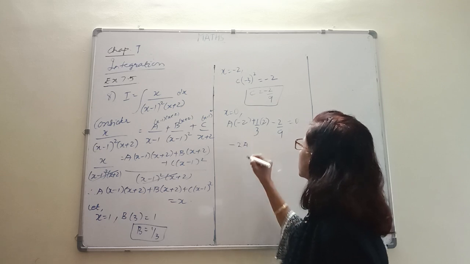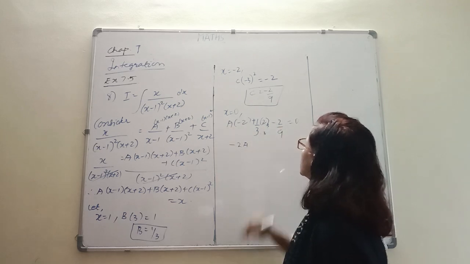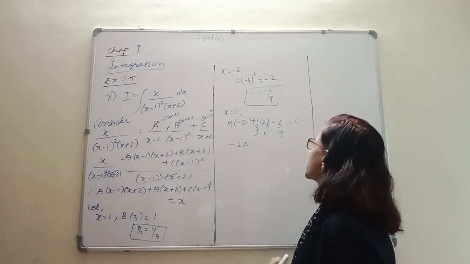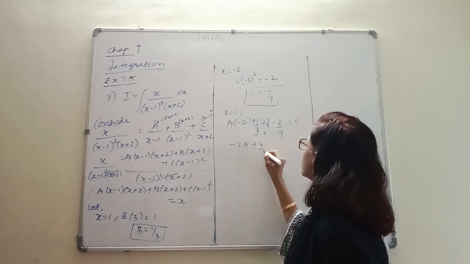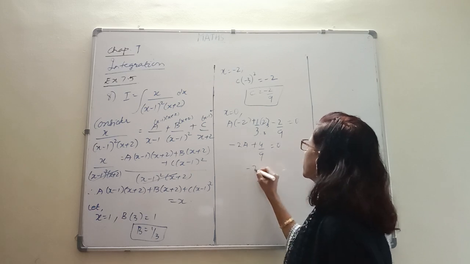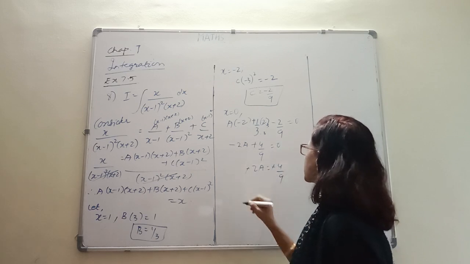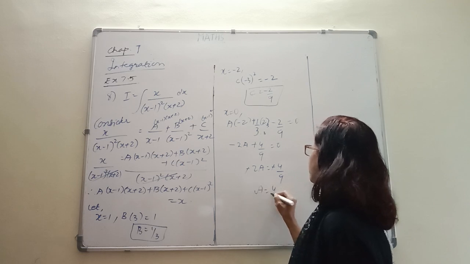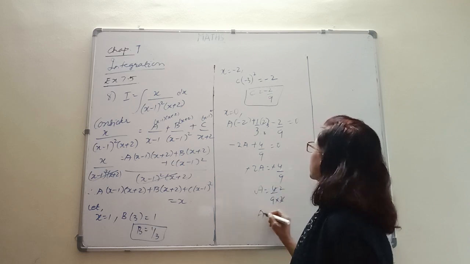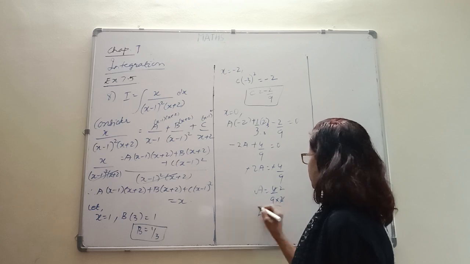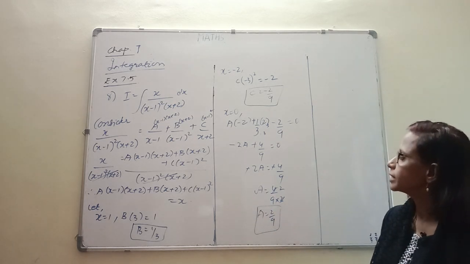Negative 2a, 2 over 3, 2 over 9. So multiplied by 3, it's going to be 6 minus 2. That is 4 over 9. Or negative 2a is negative 4 over 9. Negatives can cancel. A can become 4 over 9. 2 can go there. So a can become again 2 over 9. Yeah, so a is 2 over 9, b is 1 over 3, and c is negative 2 over 9.